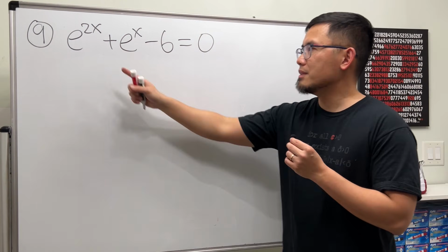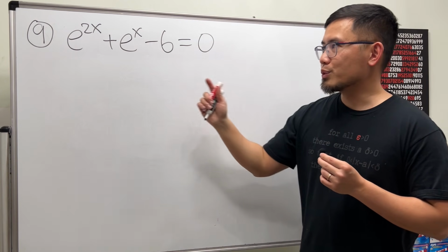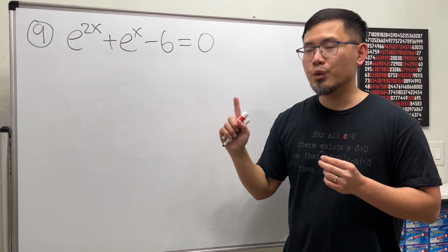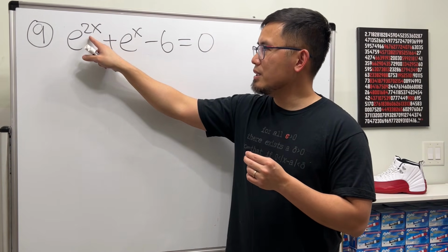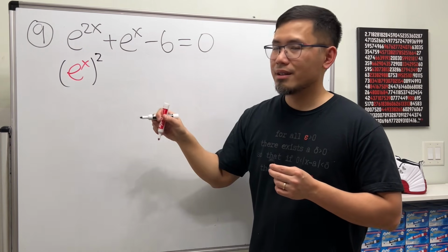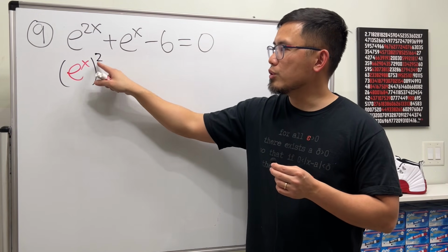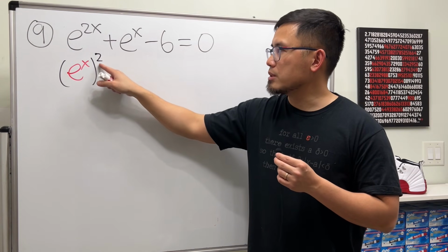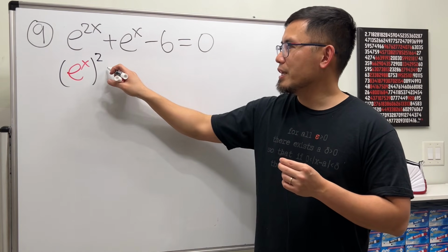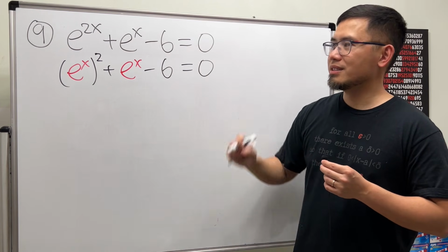All right, number 9, we have e to the 2x plus e to the x minus 6 is equal to 0. Notice we have two exponential parts, e to the 2x and e to the x. To solve this equation, look at e to the 2x as e to the x and then to the second power. Can we do this? Yes, because for e to the x power and then to the second power, we just multiply the powers. x times 2 is 2x. So e to the 2x is the same as that. This is legitimate. And then we add e to the x and then minus 6, that's equal to 0.